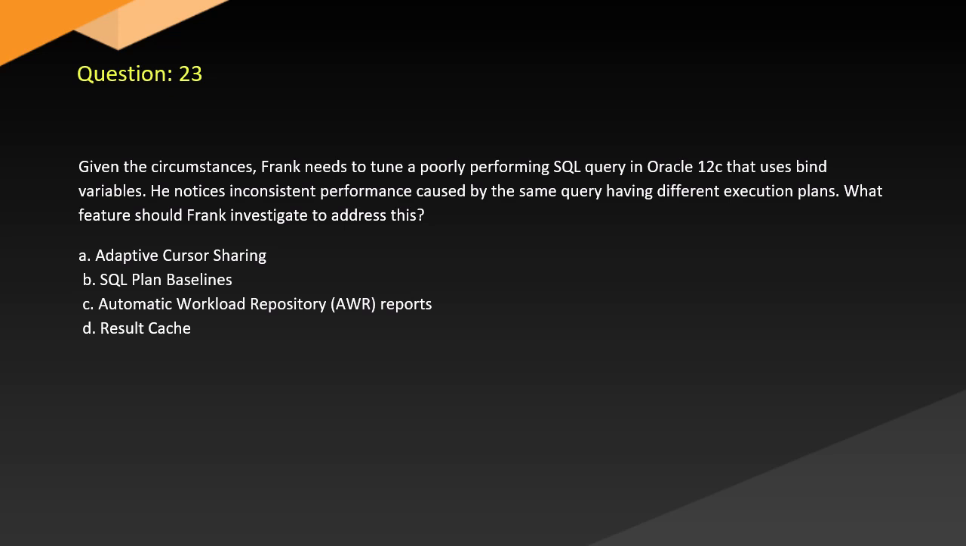Question 23. Given the circumstances, Frank needs to tune a poorly performing SQL query in Oracle 12c that uses bind variables. He notices inconsistent performance caused by the same query having different execution plans. What feature should Frank investigate to address this? A. Adaptive cursor sharing. B. SQL plan baseline. C. Automatic Workload Repository (AWR) reports. D. Result cache.